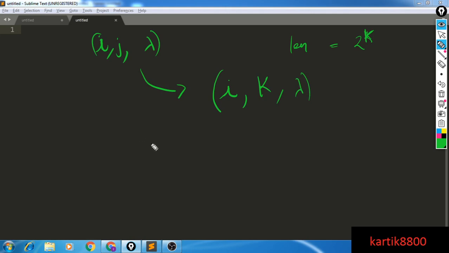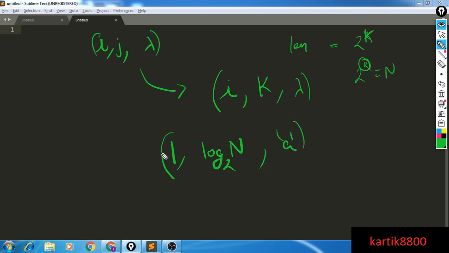So your initial problem becomes: your substring starts at index 1, comma, log n, log to base 2 of n. Whatever was the initial length, you just find out what k makes 2 power k equal to n. You find this k, okay? And this is going to be your original problem.